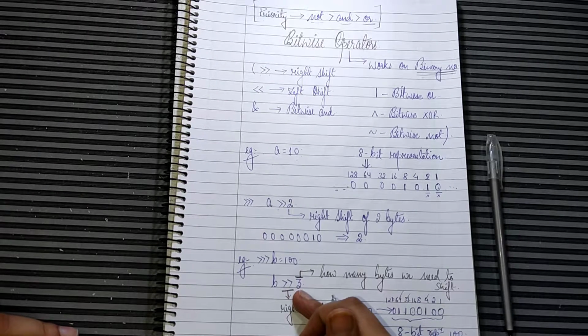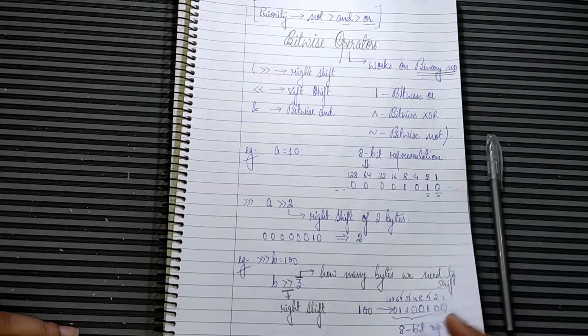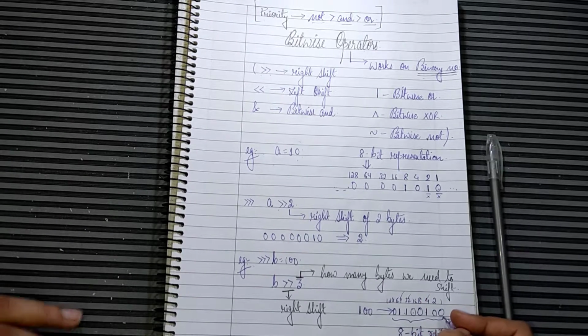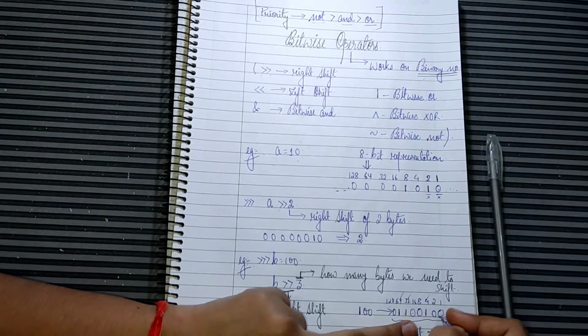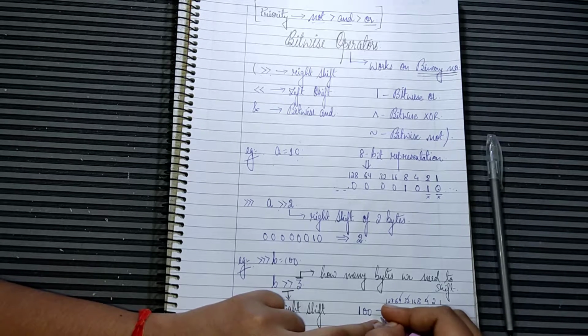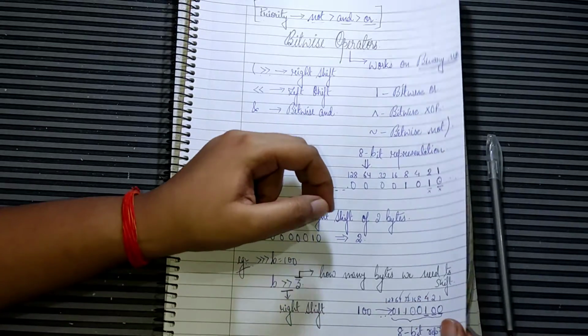Now we want to shift it by 3. So we want to right shift by 3, from the right side we need to shift this. So this will be deleted, this will be deleted and this will be deleted. So all these 3 are removed and 3 zeros are added from the left side. Okay, so I will show you clearly here.